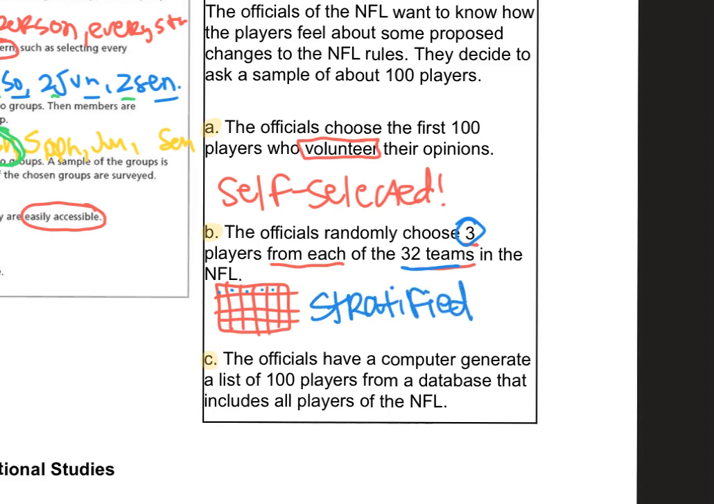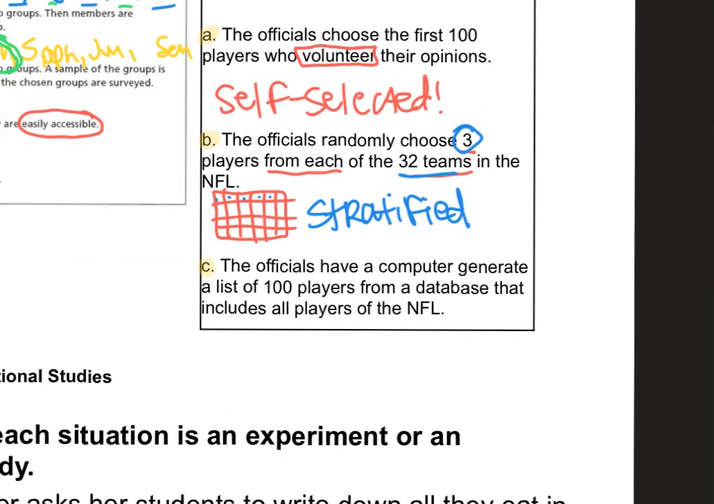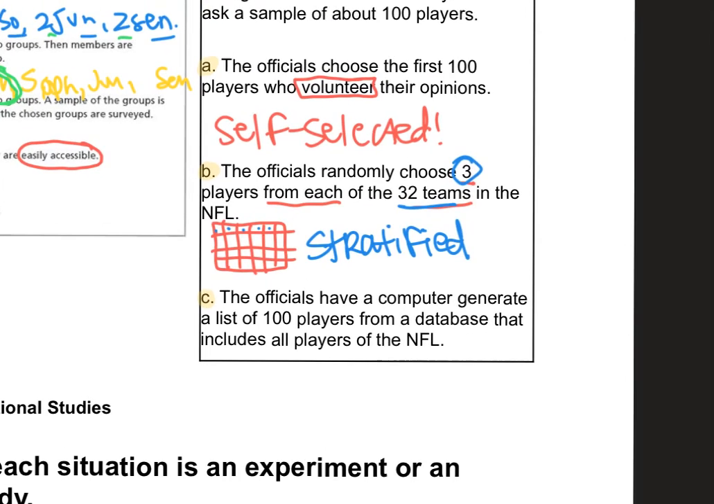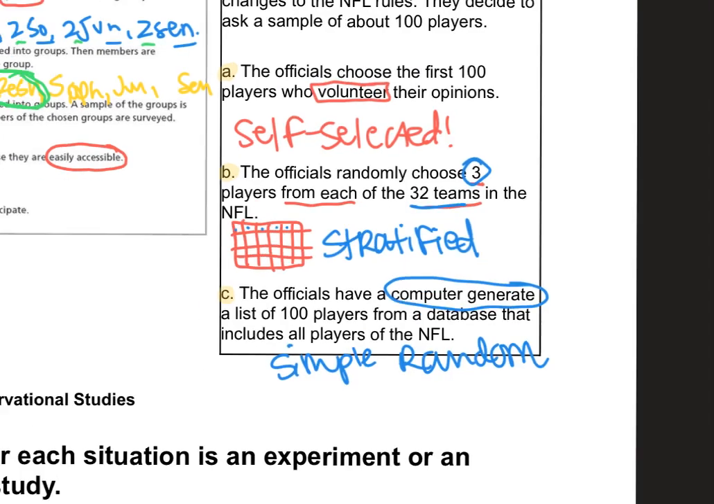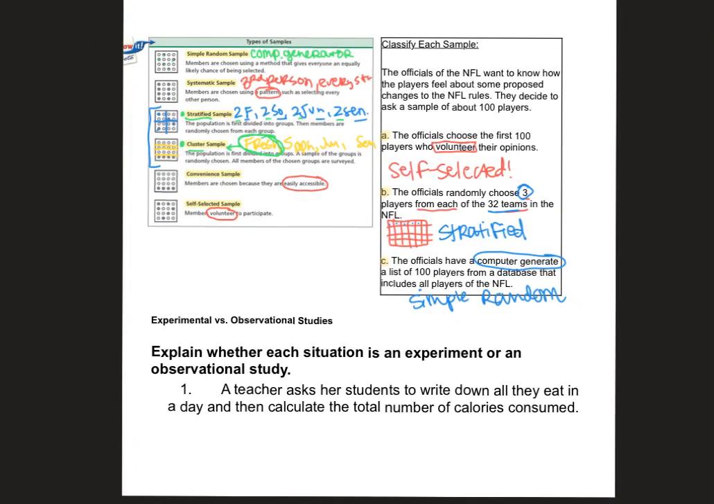Okay. C, the officials have a computer generate a list of 100 players from a database that includes all NFL players. Keyword here is computer generated. This one's going to be simple random. Okay. The next group we're going to go over, so this was types of samples.